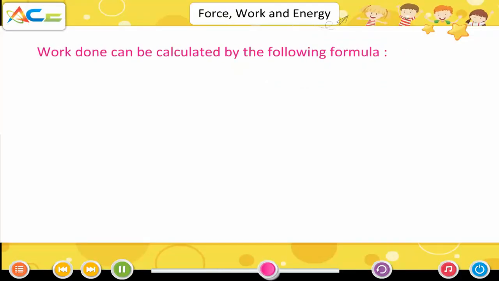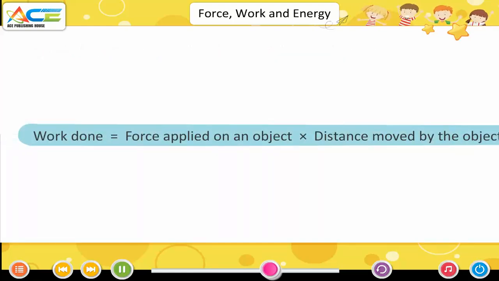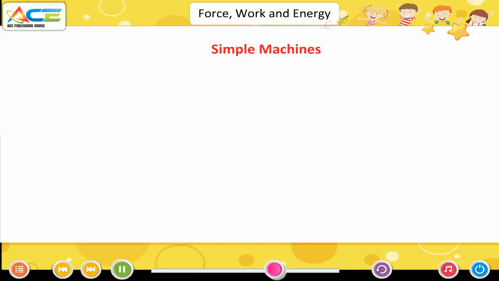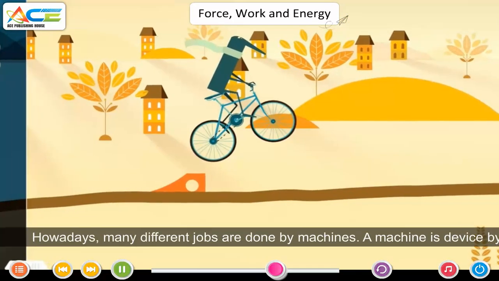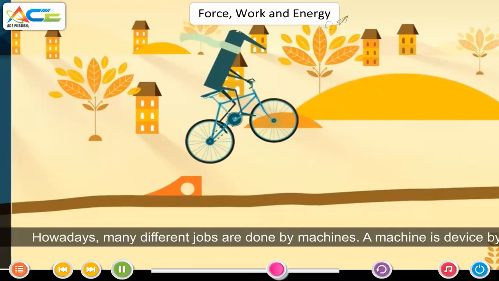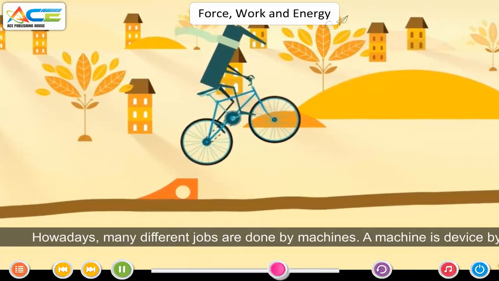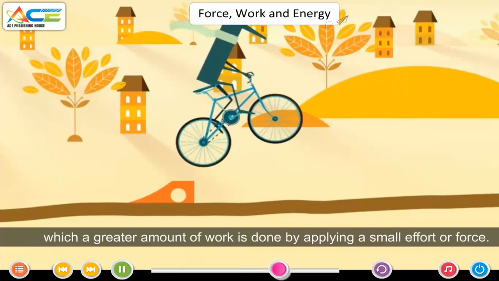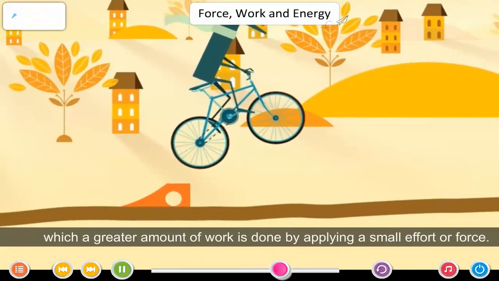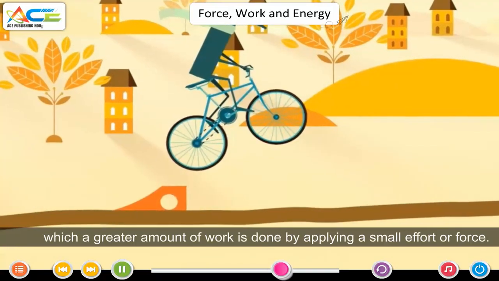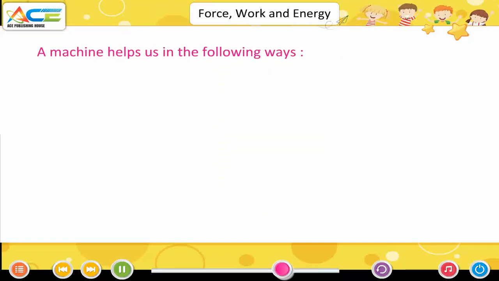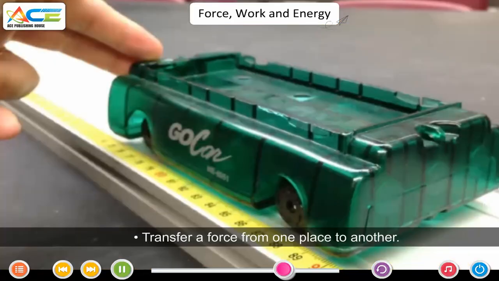Work done can be calculated by the following formula. Work done is equal to force applied on an object times distance moved by the object. Simple machines. Nowadays, many different jobs are done by machines. A machine is a device by which a greater amount of work is done by applying a small effort or force. A machine helps us in the following ways.